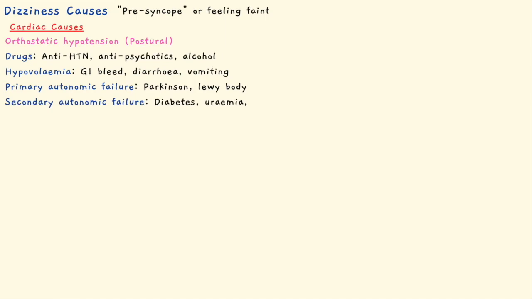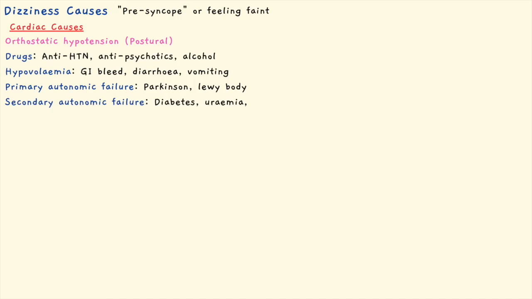Hypovolemia is another cause, and this could be due to gastrointestinal bleed, diarrhea, or vomiting. And this is suspected if when you take the blood pressure, there's a narrow pulse pressure, so reduced systolic and maybe an increase of similar diastolic pressure. And this is due to reduced cardiac output, so reduced systolic, and then increased total peripheral resistance to compensate, leading to a similar or increased diastolic pressure.